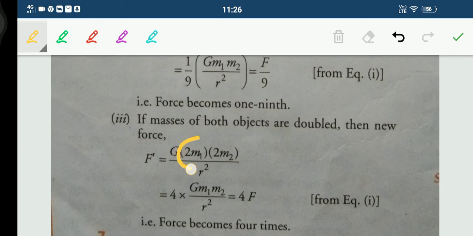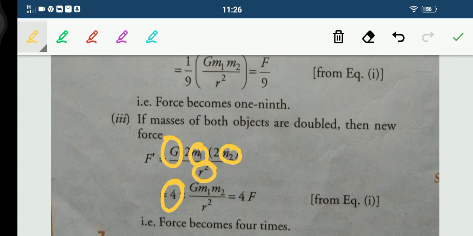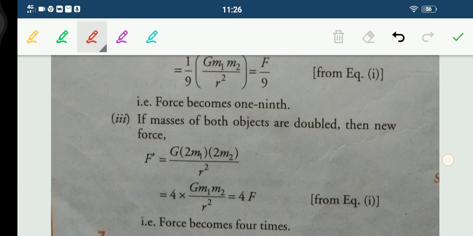So 2m1 and 2m2. Fine, 2 twos are 4. Okay, simply write 4 and then G m1 m2 upon r square. Write down these values. So look here now students, 4 multiplied by G m1 m2 upon r square. So 4 into this we can write as F. So it becomes 4F, which means the force becomes 4 times. Fine students.